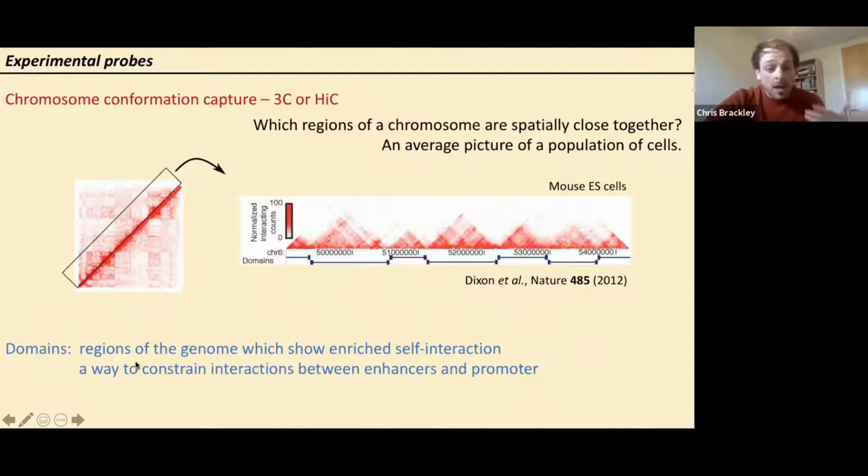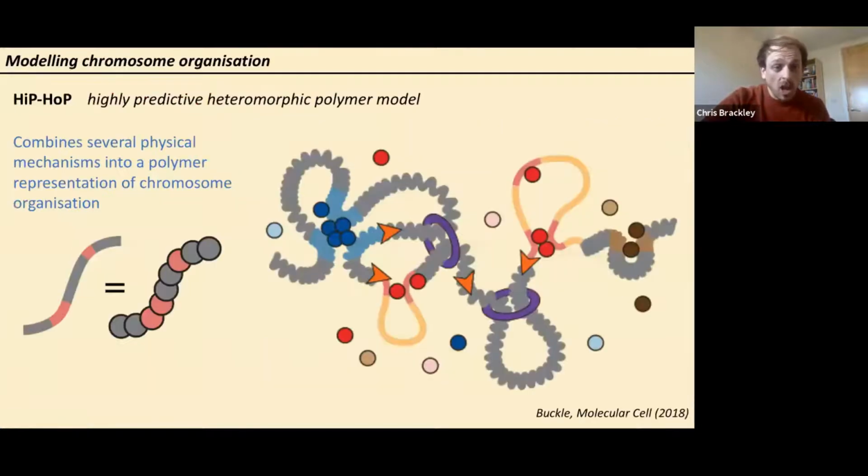The current picture is that this is a way in which the cell can constrain interactions between enhancers and promoters by enclosing them in these domains. There have been a number of polymer physics-based models which have been used to try and better understand how these domains form, and I'll come back to that in a couple of minutes. Okay, so let's move on to our model.